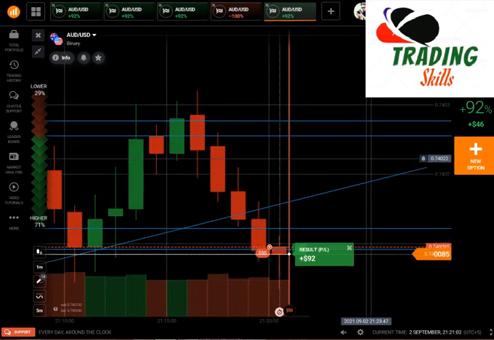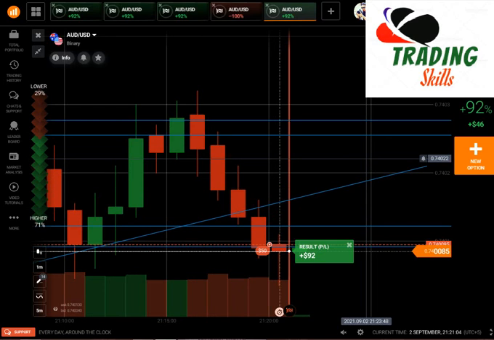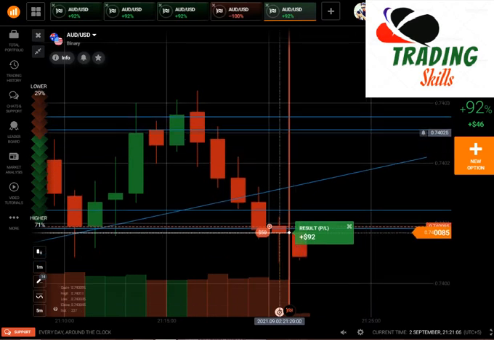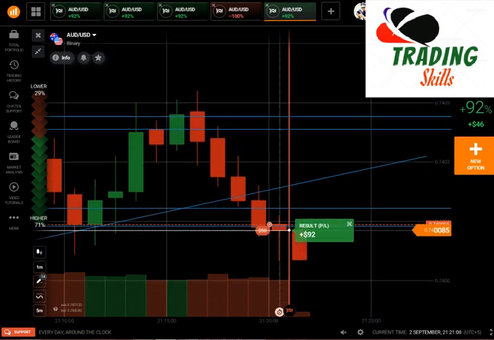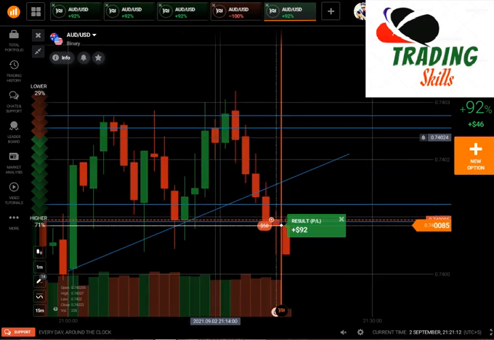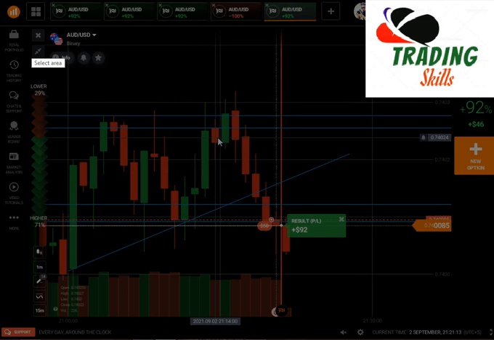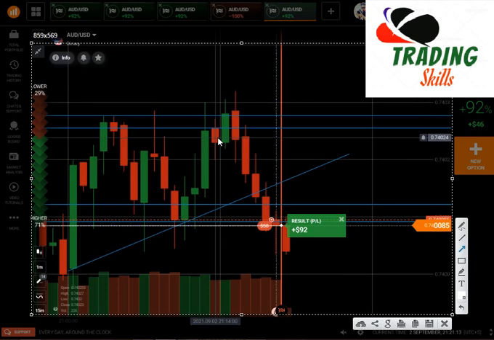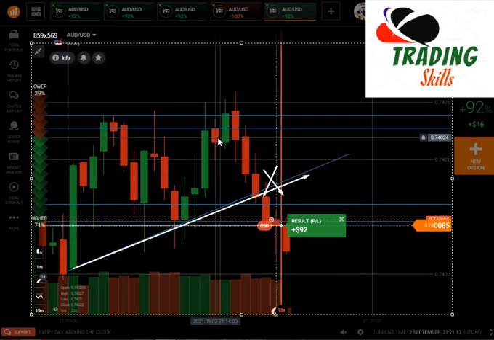Okay, so we got here the ITM. So here you can see I took 5 trades only in this chart. Only in this area I took 5 trades. Here I lost 1 trade, and you can see the market broke the level.